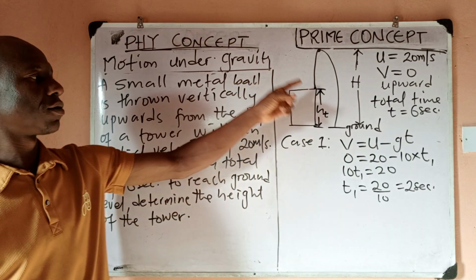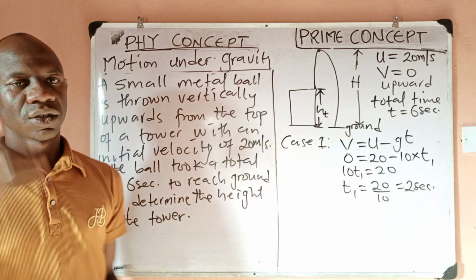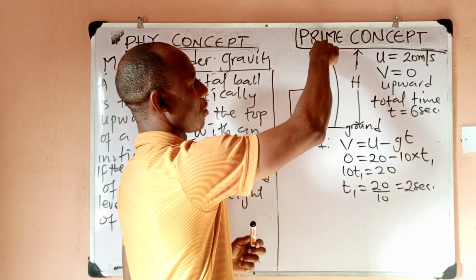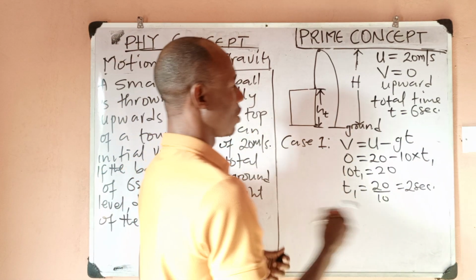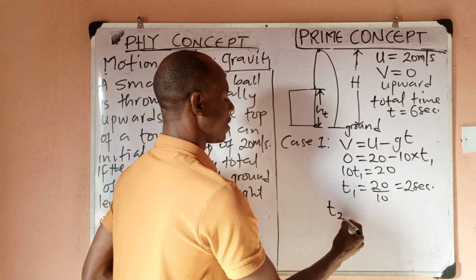So the time to travel from the top of the tower upward is 2 seconds. So it would simply mean that the time to drop from the maximum height to the ground is going to be a subtraction. So I'm going to call that t2.